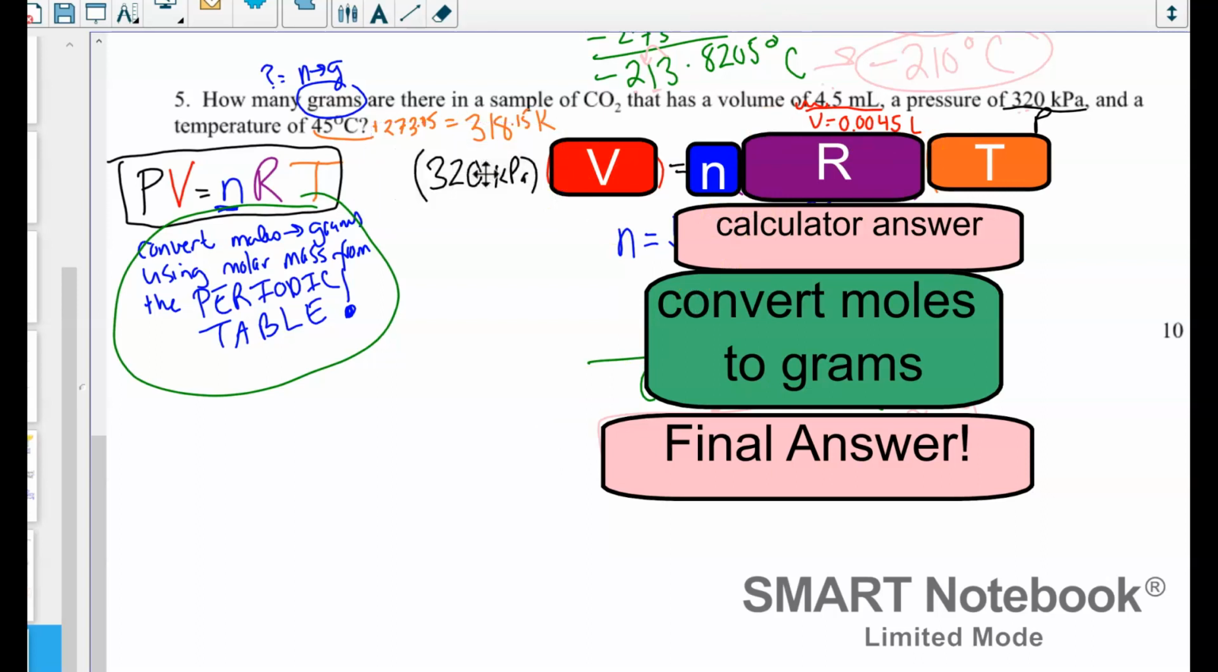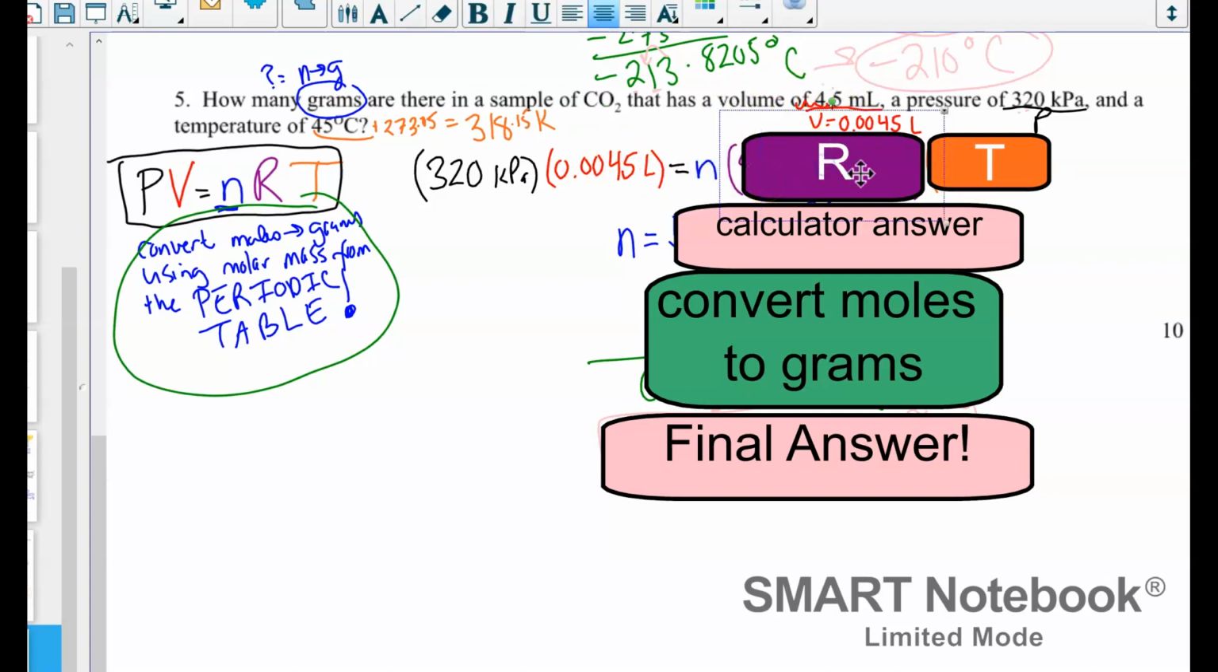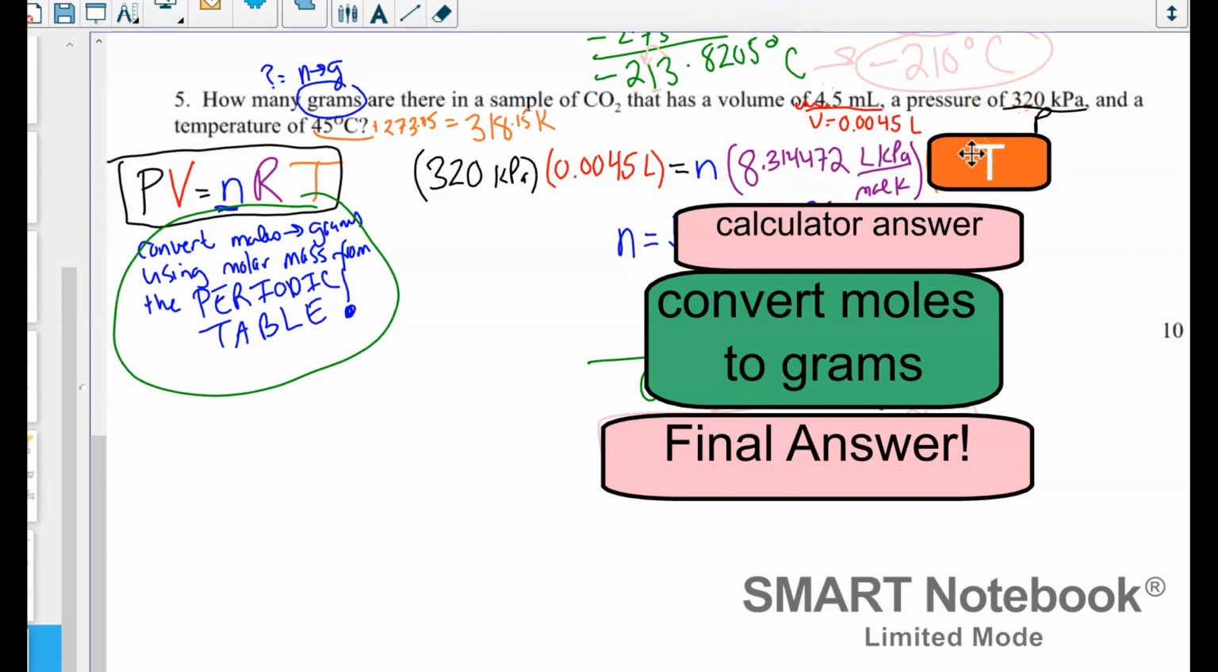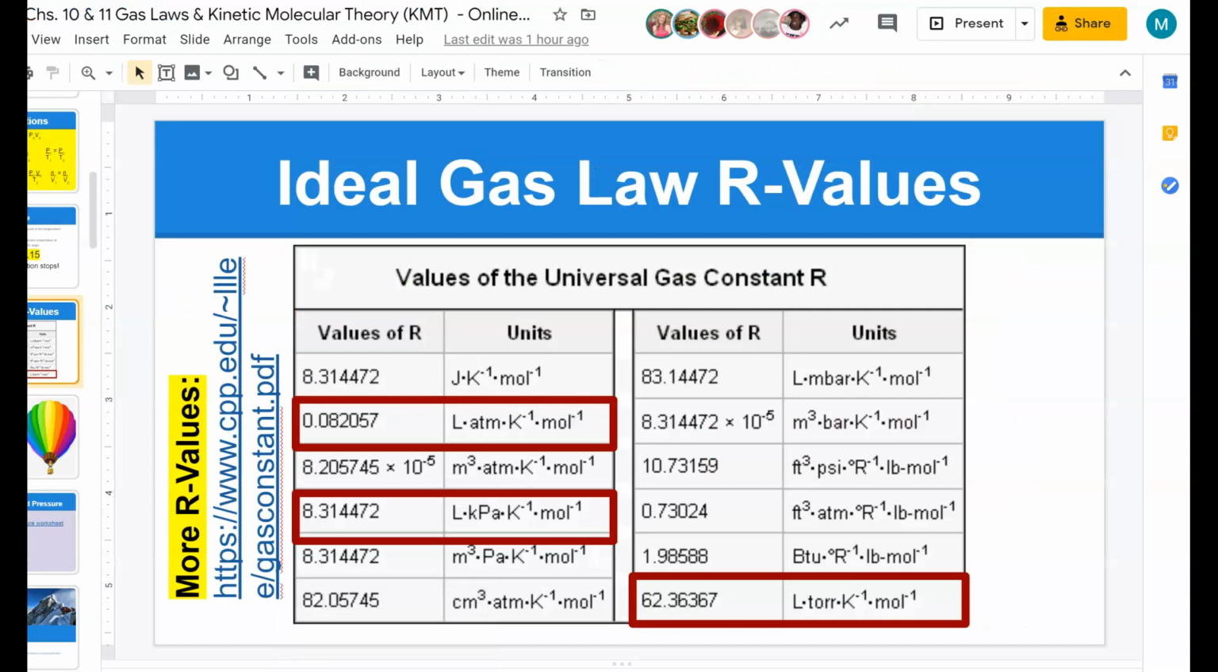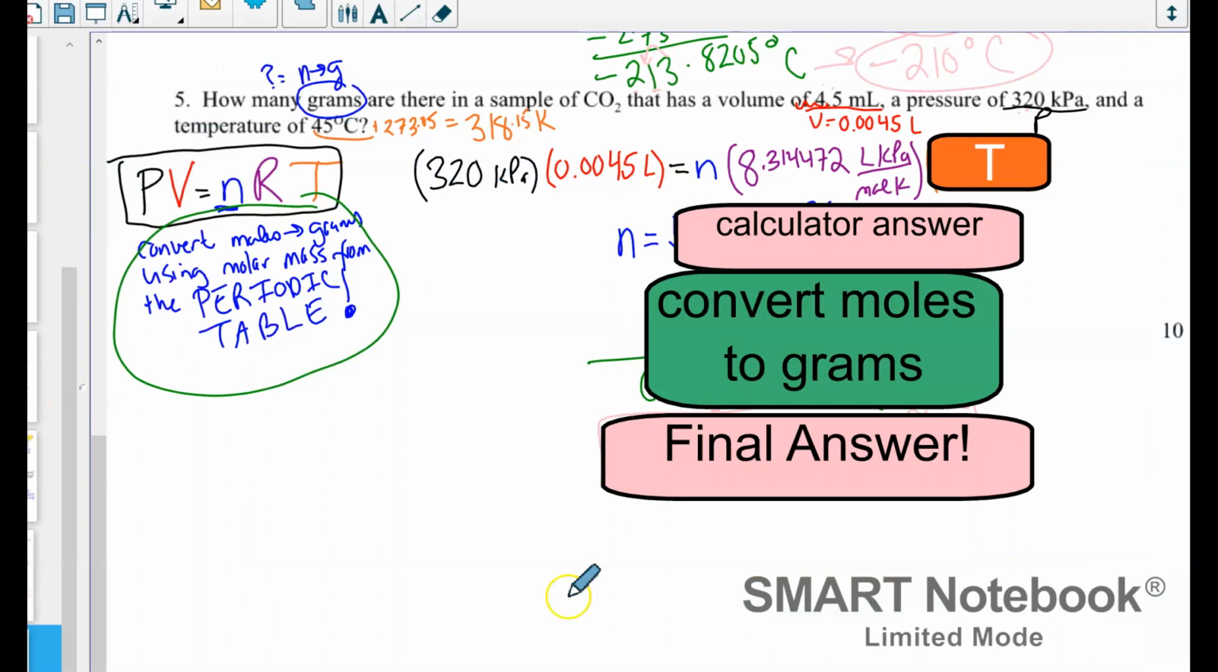So pressure, 320 kPa, volume, 0.0045 liters, we converted from mL. n is unknown, we're trying to solve for it. And since we're in kPa, I'm going to use that 8.31 number. Where did I pull that from? Right here, kPa, 8.314. Remember, that's just the constant that helps everything work. And then temperature, 318.15 Kelvin.